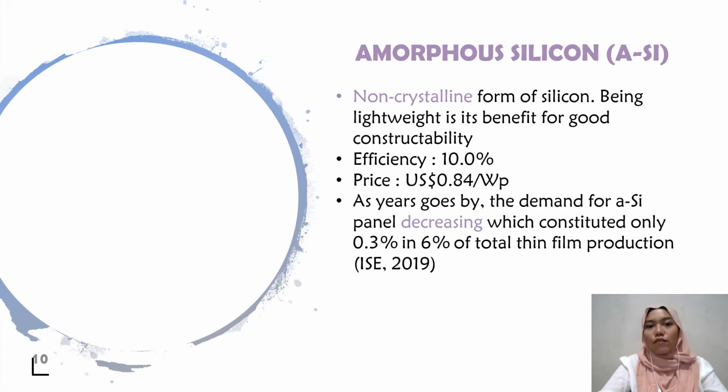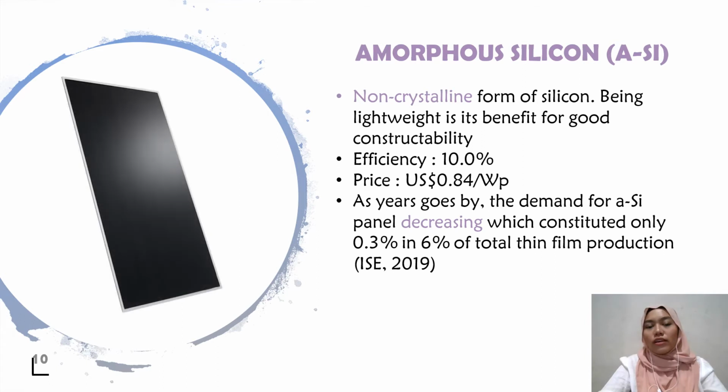The third type of solar PV is amorphous silicon, which is in the group of thin film. It is a non-crystalline form of silicon. Being lightweight is its benefit for good constructability. It has the least efficiency with 10%. The price is $0.84 per watt peak. The demand for amorphous silicon panels is decreasing, which constituted only 0.3% in 6% of total thin film production.